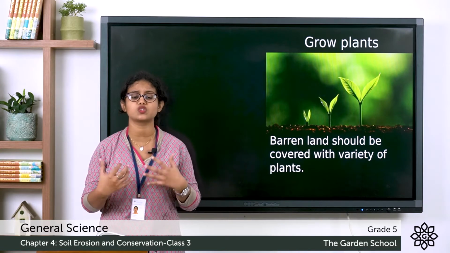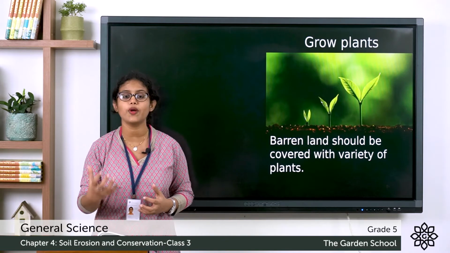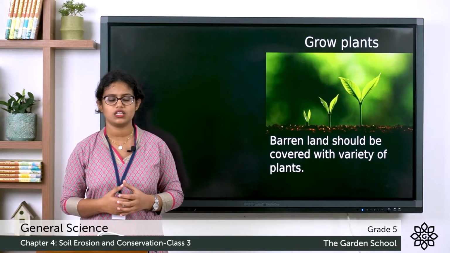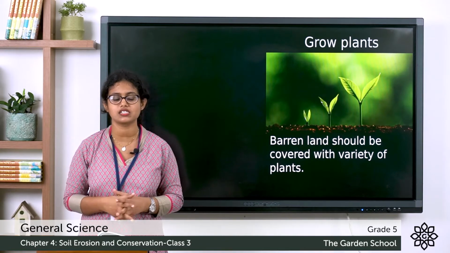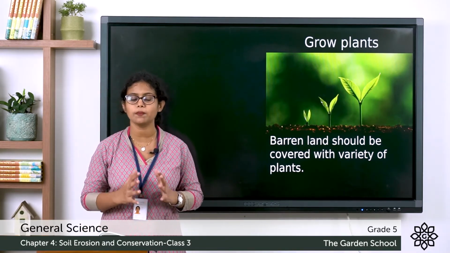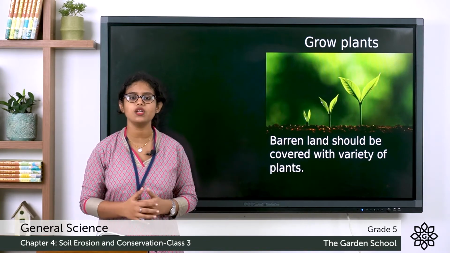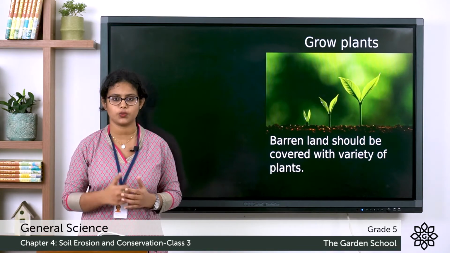What happens when there is rich growth of plants? The rich growth of plants can prevent soil erosion. The roots of these plants tightly hold the soil particles and prevent the soil from being eroded. So growing plants is the best way for soil conservation.